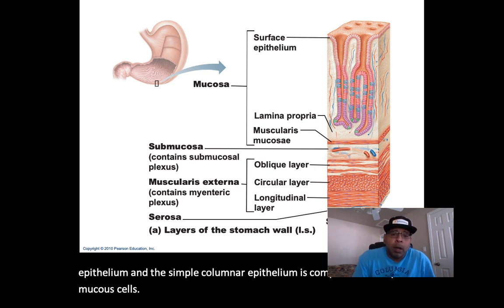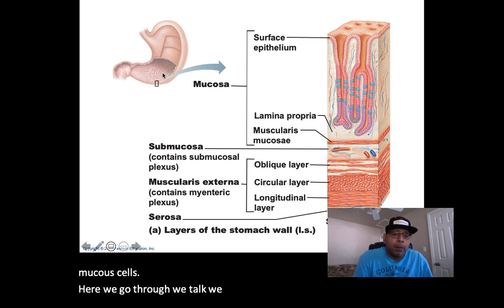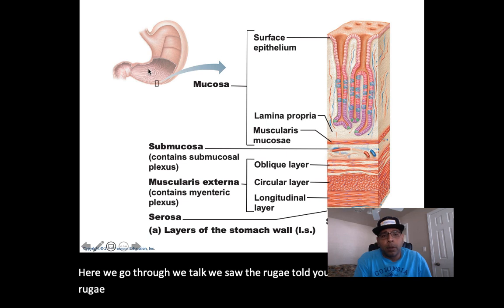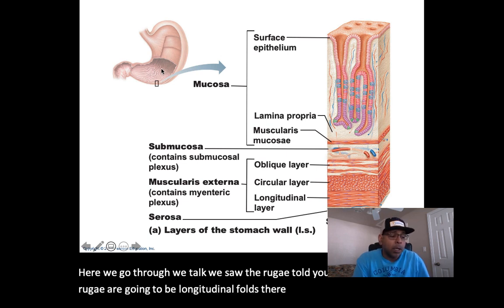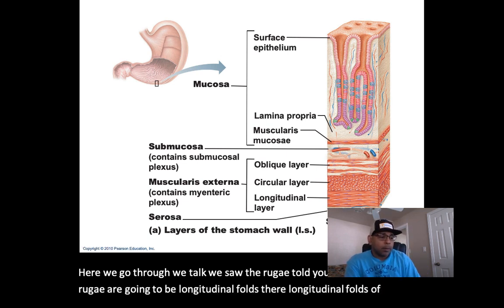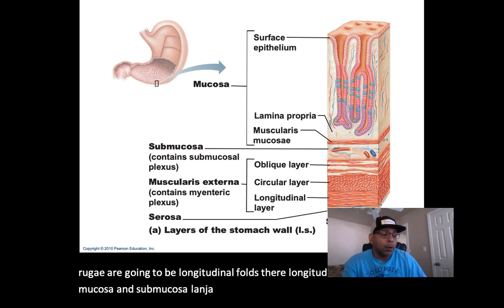Here, when we go through and we talk, we saw the rugae I told you about before. The rugae are going to be longitudinal folds. They're longitudinal folds of the mucosa and submucosa. Large longitudinal folds composed of mucosa and submucosa.